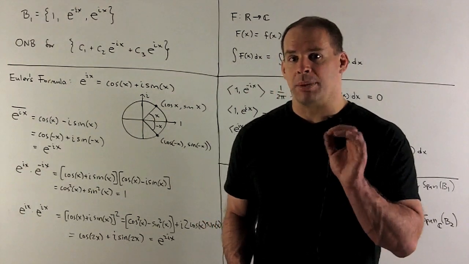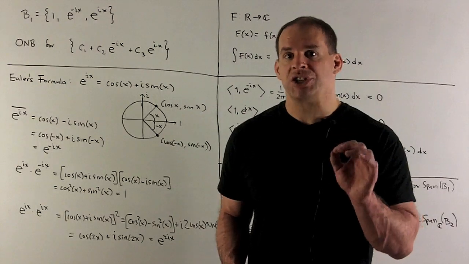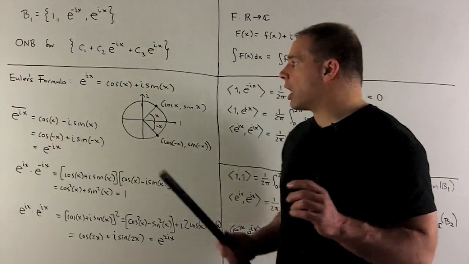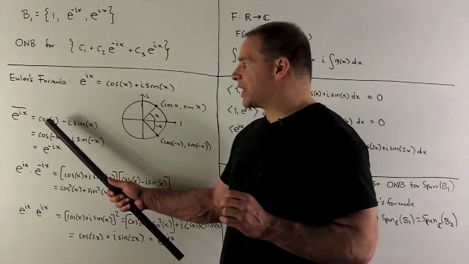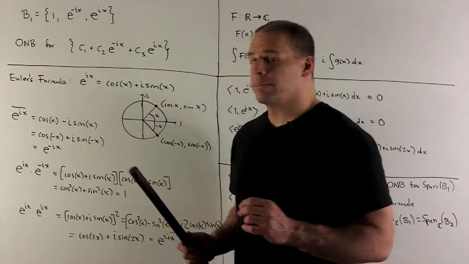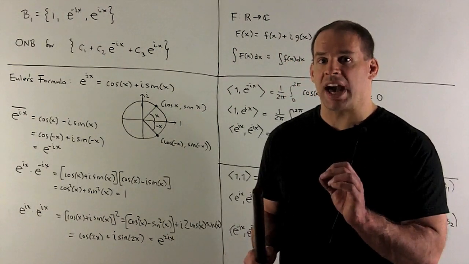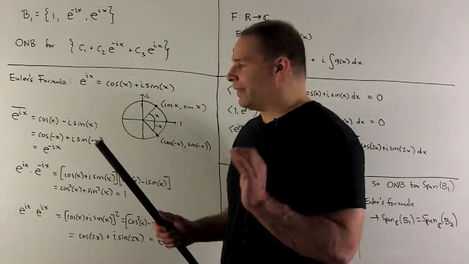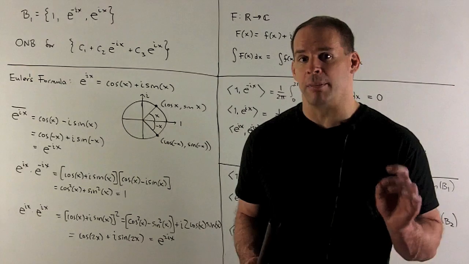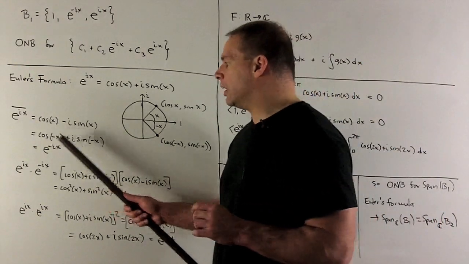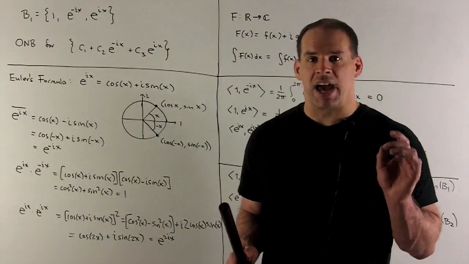What happens if we take the complex conjugate of e to the ix? Well, complex conjugation is going to take the imaginary part and multiply it by a minus 1. So we're going to get cosine x minus i sine x. Sine is an odd function, so we can move that minus sign to the inside. And cosine's an even function, so I can replace cosine of x with cosine of minus x. Then we note, by Euler's formula, this is just going to be e to the minus ix.